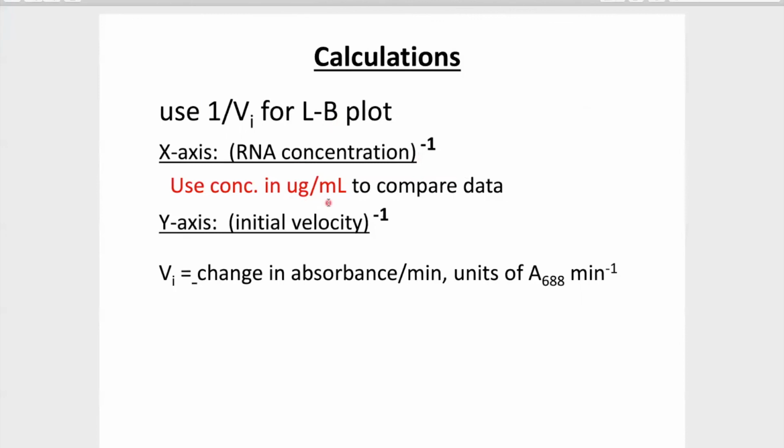compare the data, just the same as the paper we assigned you already, right? Your y-axis will be initial velocity to the -1, okay? And don't just put initial velocity, you also need to include your units, right? Your initial velocity is going to equal the change in absorbance, which is a unitless number, per minute. So it's going to be units of A688 per minute, to the -1.